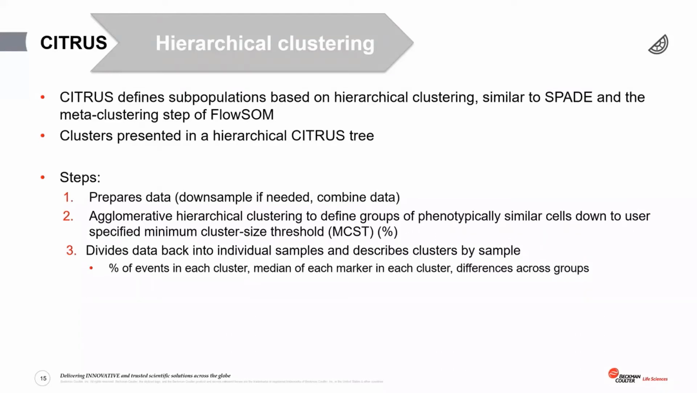combining samples. It performs agglomerative hierarchical clustering, which identifies groups of cells that are phenotypically similar. It will generate smaller and smaller clusters until reaching a % minimum cluster size, which is a user-specified setting. Then, the data are divided back into individual samples, and each cluster and sample is described by abundance and marker expression to define differences across groups.